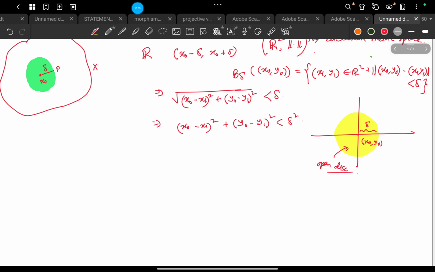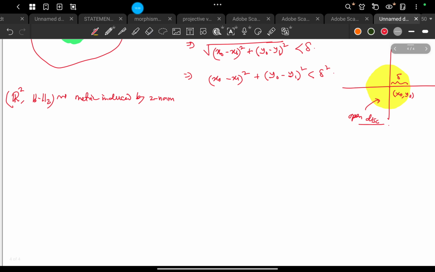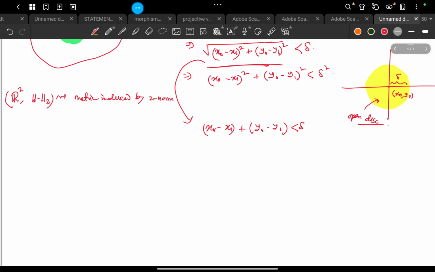Now again, suppose we consider R2 with respect to the 2 norm, or the metric induced by the 2 norm. Then, instead of this, it will get replaced with mod of x0 minus x1 plus mod of y0 minus y1 is less than delta. So that means it is basically of this form.